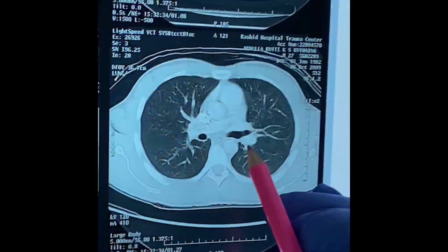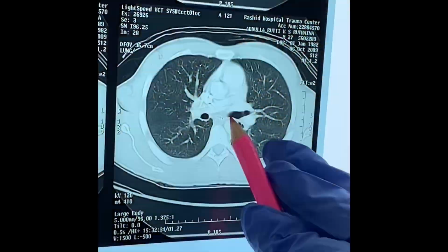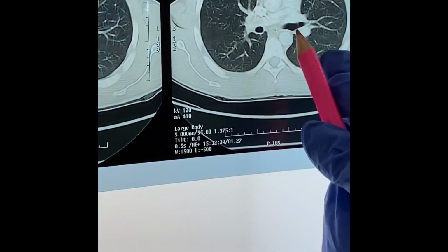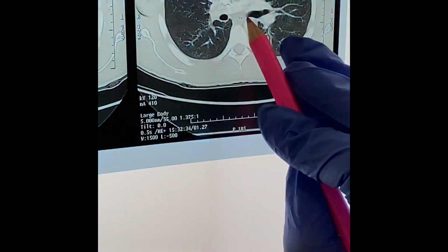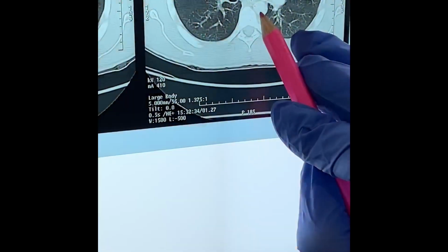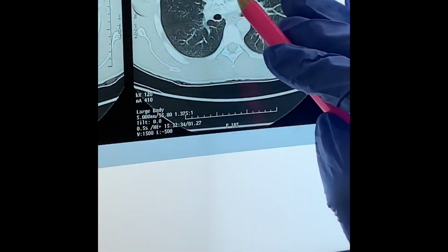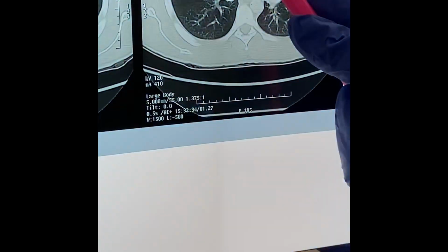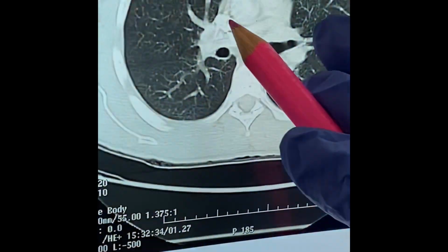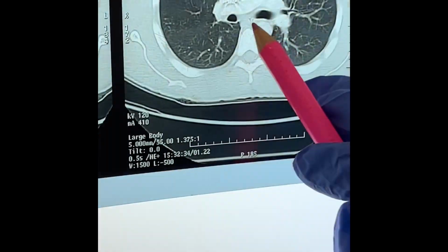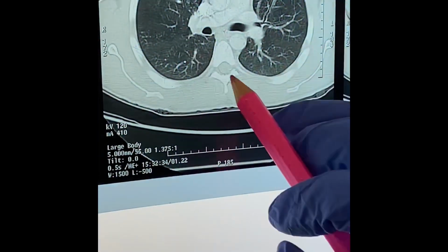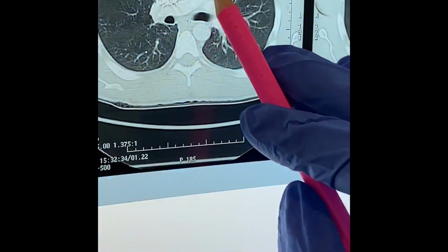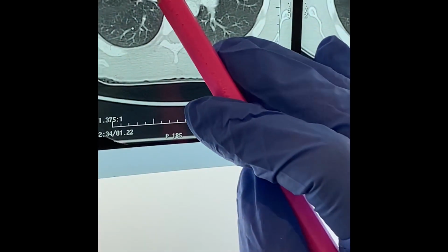Now, as we are moving up, you're seeing that some air-filled structures have started to appear. So we are seeing the right and the left bronchi now. This is the descending thoracic aorta. Here, this is the ascending aorta. This is the pulmonary trunk, and this is the level of superior vena cava. Clearly shown here, you will be able to identify in this picture the ascending aorta, descending aorta, pulmonary trunk, and the superior vena cava.